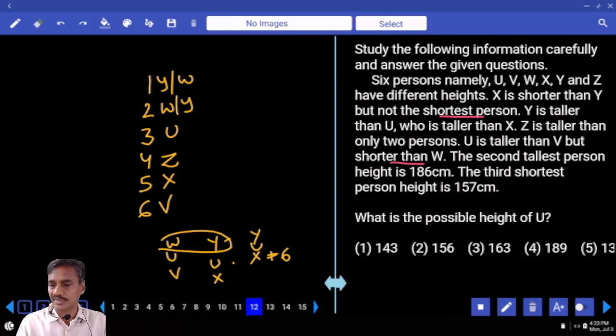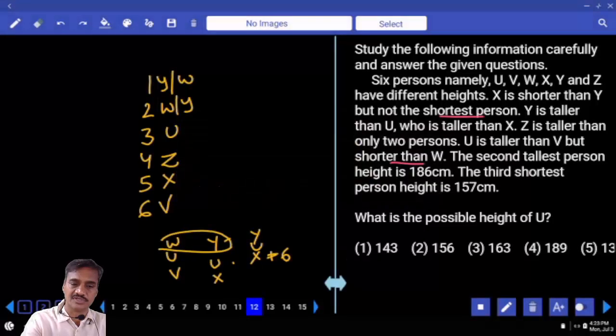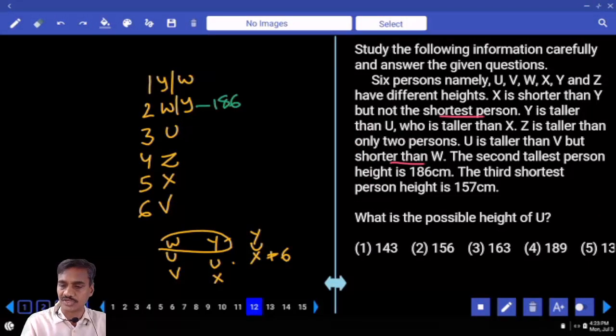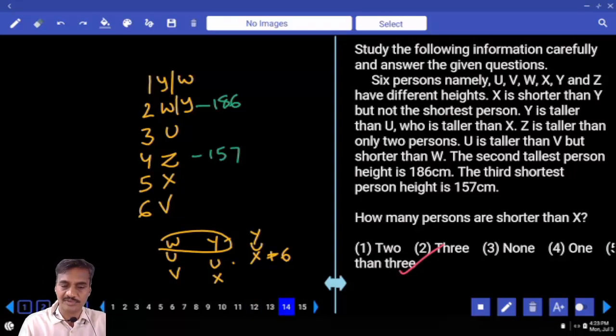The second tallest person is 186 centimeters, and the third shortest person Z is 157 centimeters. Then what is the possible height of U? In between 157 and 186, choice 3, question number 12. Who is the tallest person here? Either W or Y, choice 5. And how many persons are shorter than X? 1, that is choice 4, question 14.